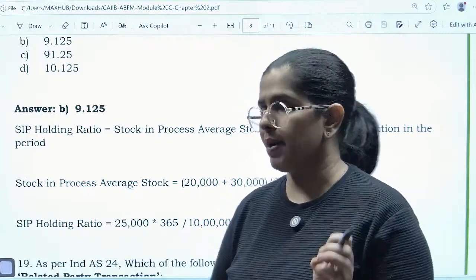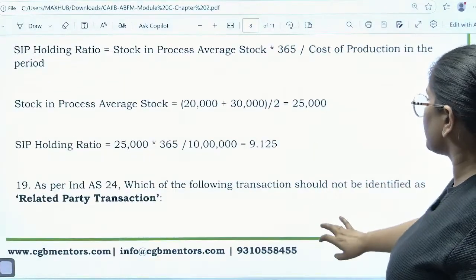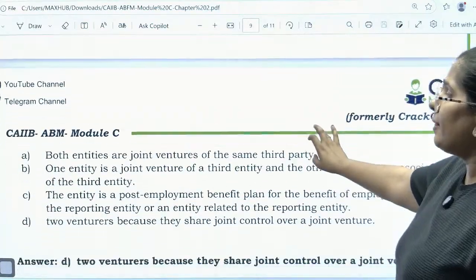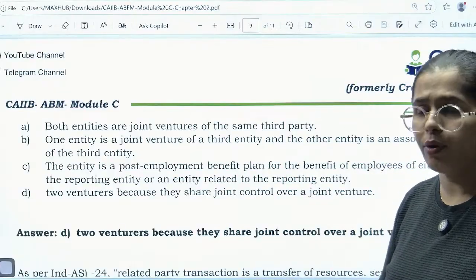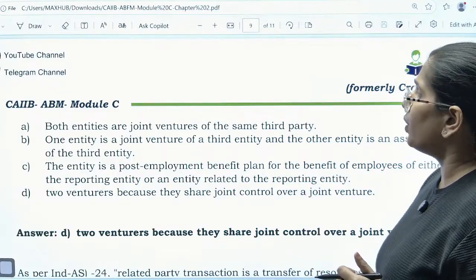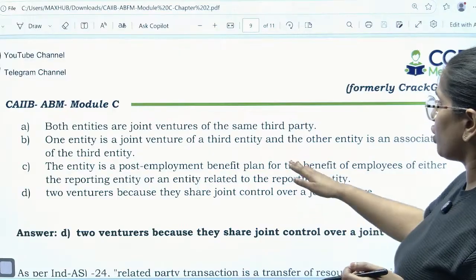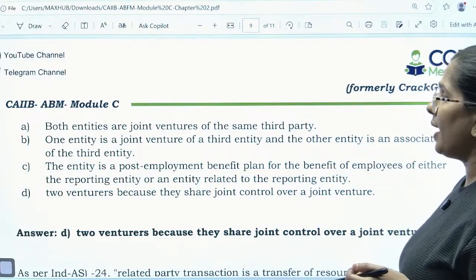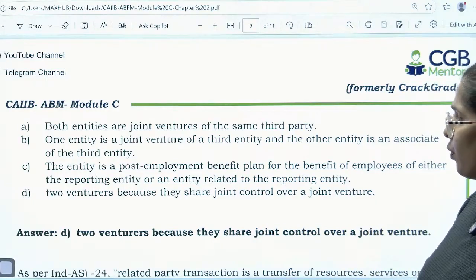So please remember it. Now, as per Ind AS 24, which of the following transactions should not be identified as related party transaction? This particular thing has been mentioned very predominantly in your book. So let's read this. Both entities are joint ventures of the same third party. One entity is joint venture of a third entity and the other entity is an associate of third entity. Entity is a post-employment benefit plan for the benefit of employees of either the reporting entity.